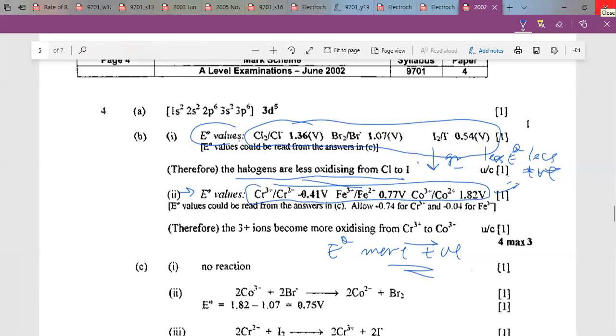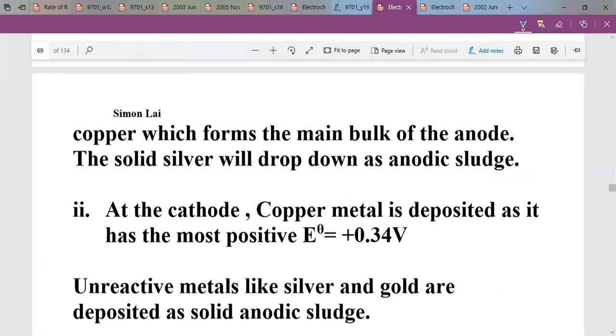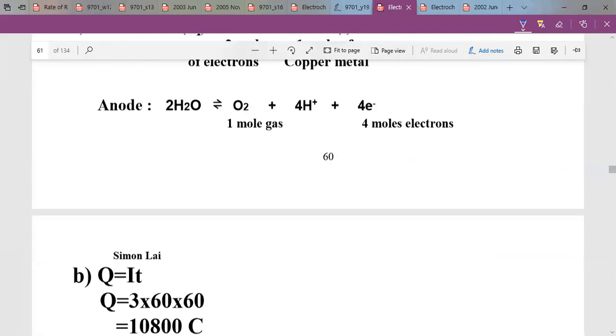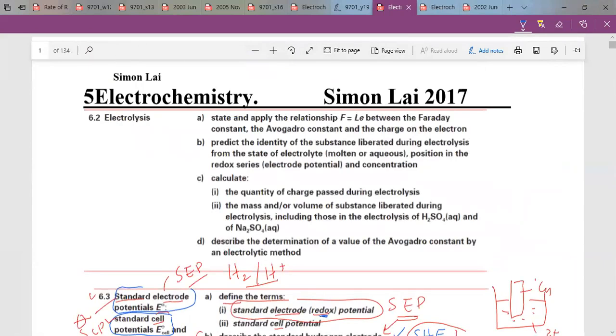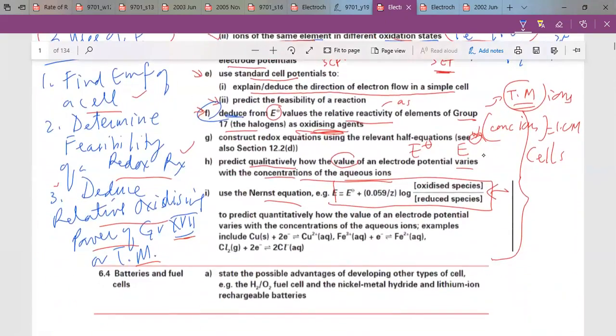So now we've finished this already. I want to go on to your Nernst equation, so I've got time to do lots of examples. You can see different things coming out together, so you can see the whole picture. I want you to experience that. Now, we have done predicting the EMF of a cell. We have done feasibility of a redox reaction. We have done deducing the power.